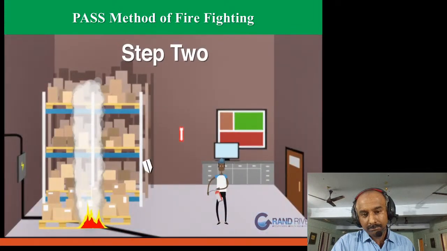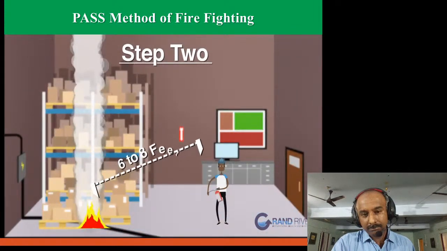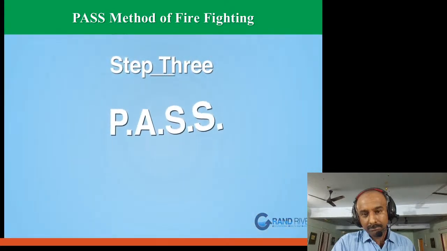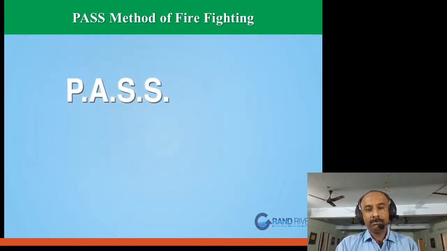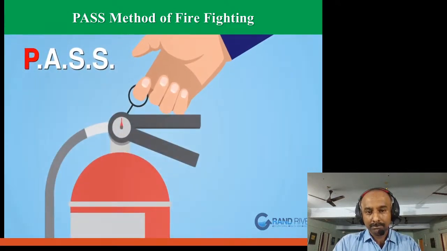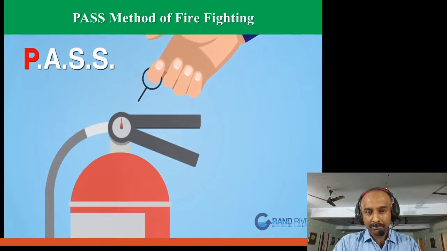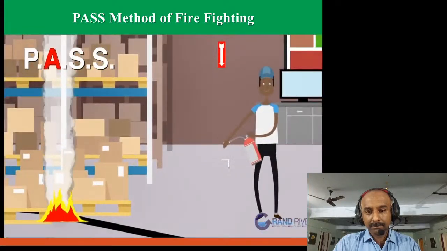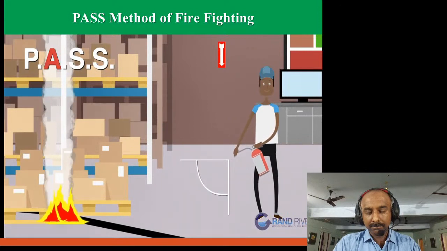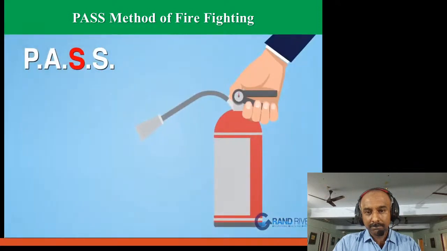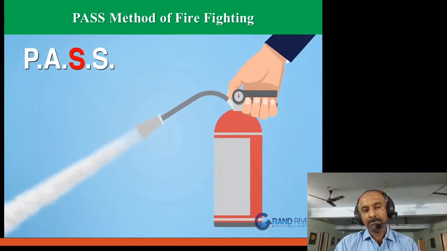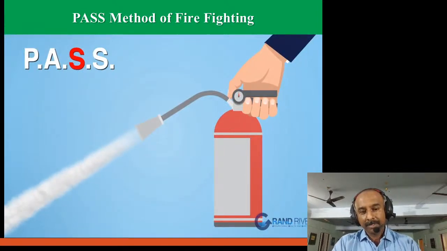Step 2. Once you have your fire extinguisher, stand 6 to 8 feet away from the fire. Step 3. Follow the PASS 4-step procedure. First is P for pull. Pulling the pin unlocks the operating lever and allows you to discharge the extinguisher. Next is A for aim. Make sure to aim the extinguisher nozzle or hose at the base of the fire. The first S is squeeze. Squeeze the lever. This discharges the extinguishing agent. Releasing the lever will stop the discharge.